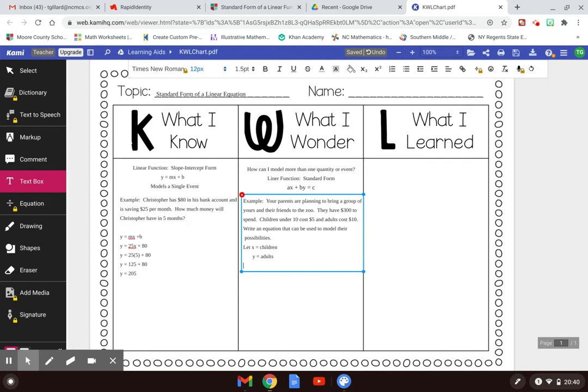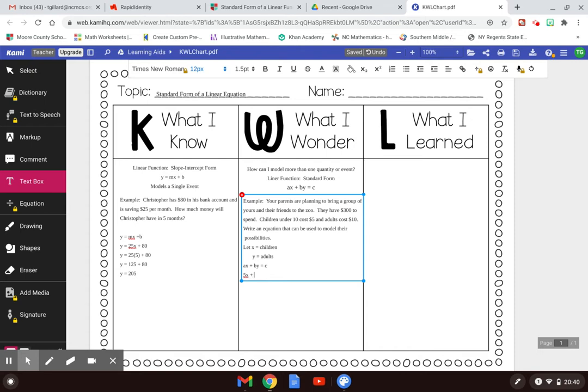Now, when you look at this standard form of the linear equation, ax plus by equals c, a and b are your coefficients and c is the constant. So if we start with our coefficients here, we said that we're going to let x represent the children. The children under 10 are $5 each. So we're going to write 5x because x is the children, and 5 is the amount that they're changing by for each child who attends.